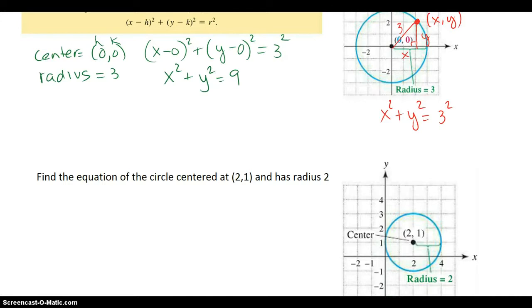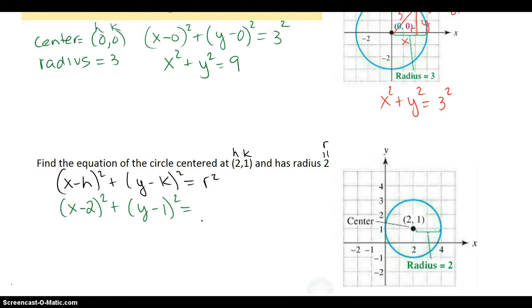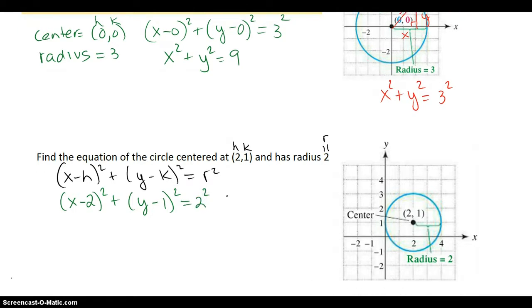So first let me rewrite the formula. Remember, (h, k) is the center. So this would be the h and the k, and this would be the radius, the r. So if we just plug all that in, what would we get? We would get (x minus the h, which is 2) squared plus (y minus the k, which is 1) squared equals r squared, 2 squared, which is 4. And that would be the answer.